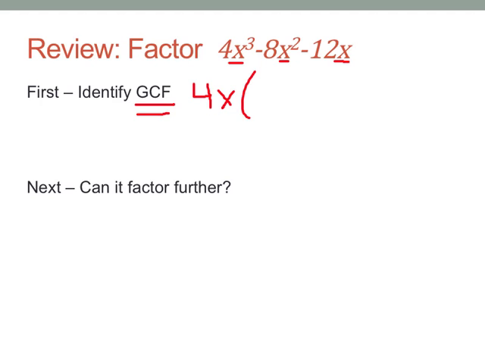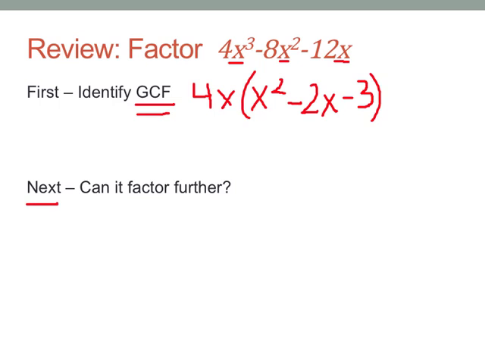When I factor out the GCF, what am I left with? Well, 4x cubed divided by 4x gives me x squared. Negative 8x squared divided by 4x gives me negative 2x. Finally, negative 12x divided by 4x is negative 3. So there you've taken out your 4x, which is your GCF.